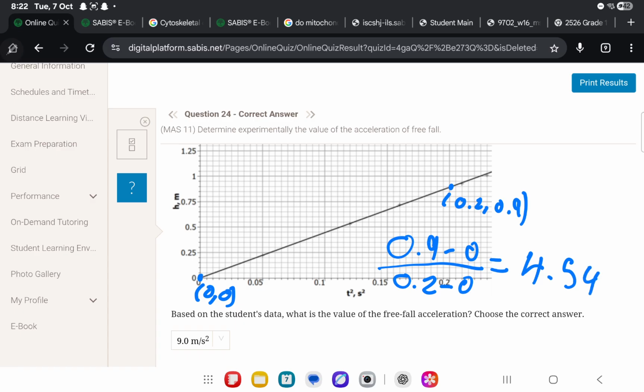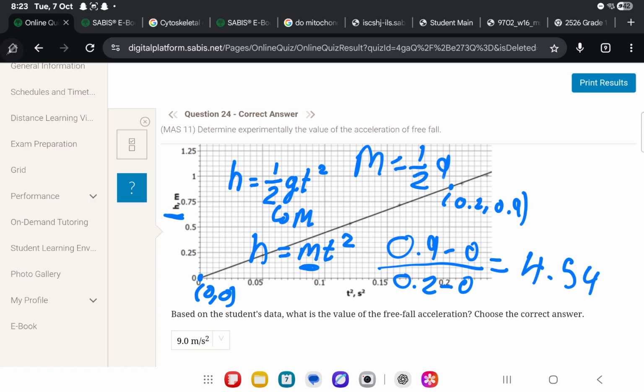Now, you might notice that's the slope, right? However, this is based on the formula h is equal to half g t squared, right? So they graphed this, let's say this is m, as in the slope. So h is my y-axis and t is my x-axis, right? So it's h is equal to m t squared. M is my slope. What is m equal to? M is equal to half g, right? And I just found m is 4.5, right? So 4.5 is equal to half g.